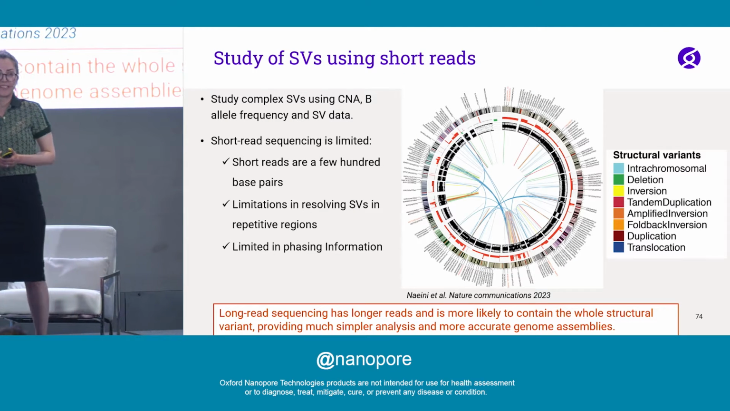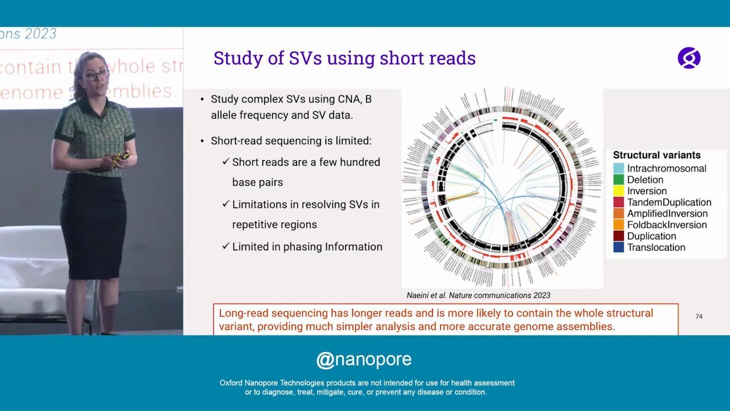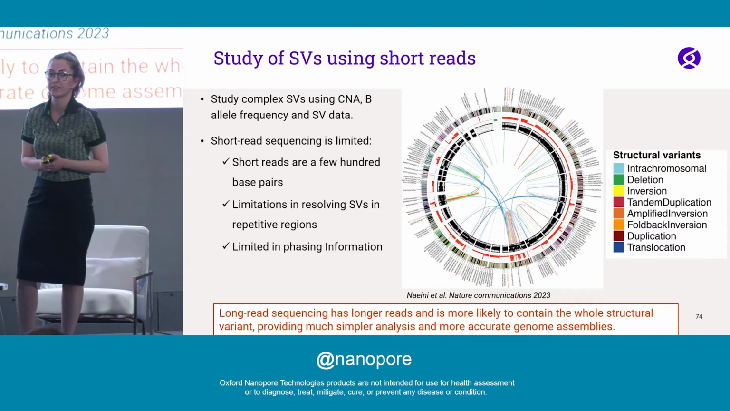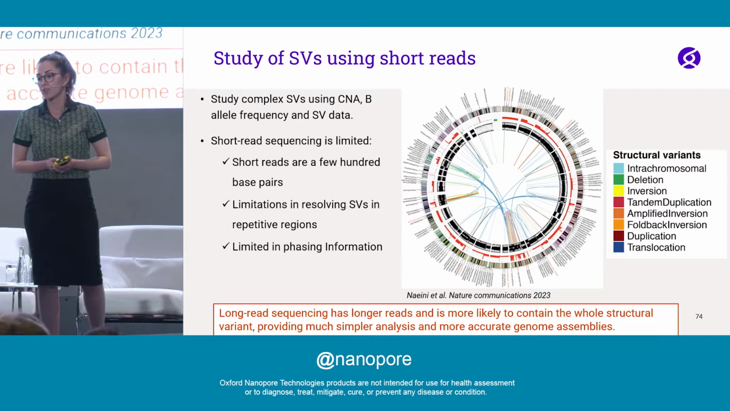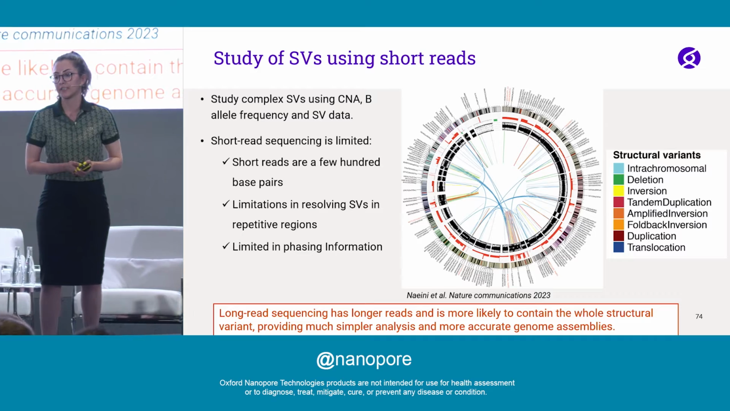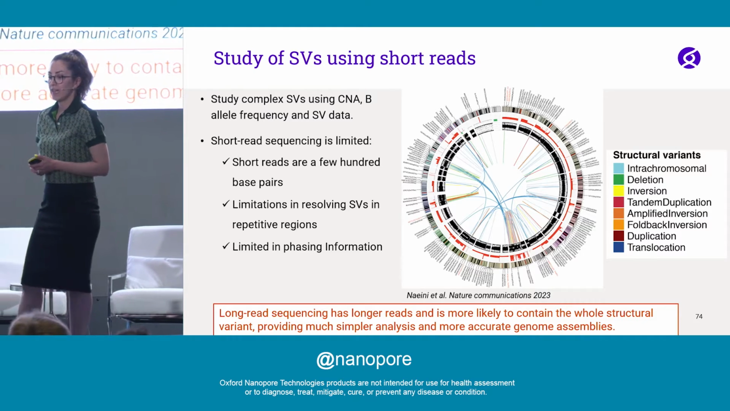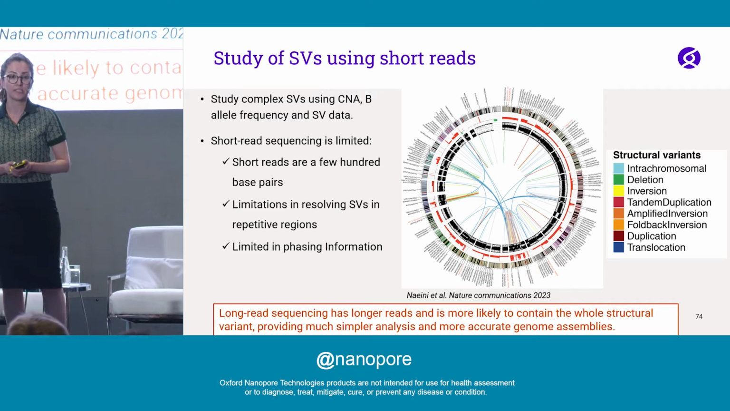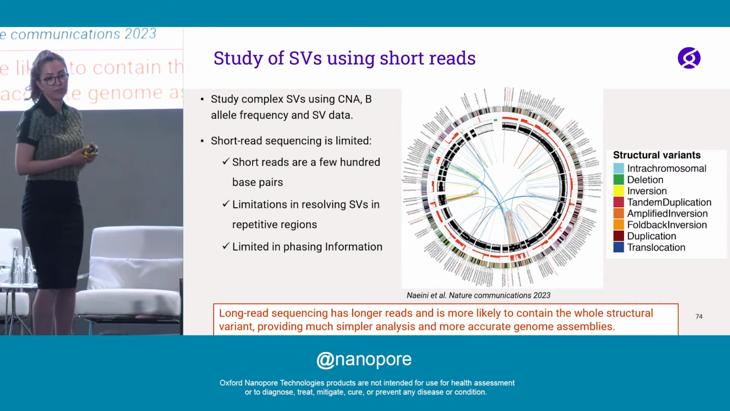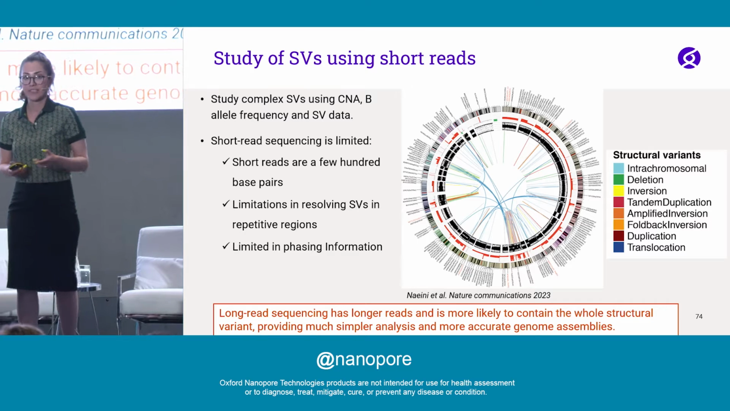For the past couple of years, I've been studying complex regions of the genome in cancer. Previously, we were really focused on short-read sequencing rather than long reads. With short-read sequencing, we usually study different levels of data to study complex regions of the genome. For that, we were using copy number alterations, B allele frequencies, and structural variant data. This is an example of a circos plot of an esophageal cancer sample, which we recently published.